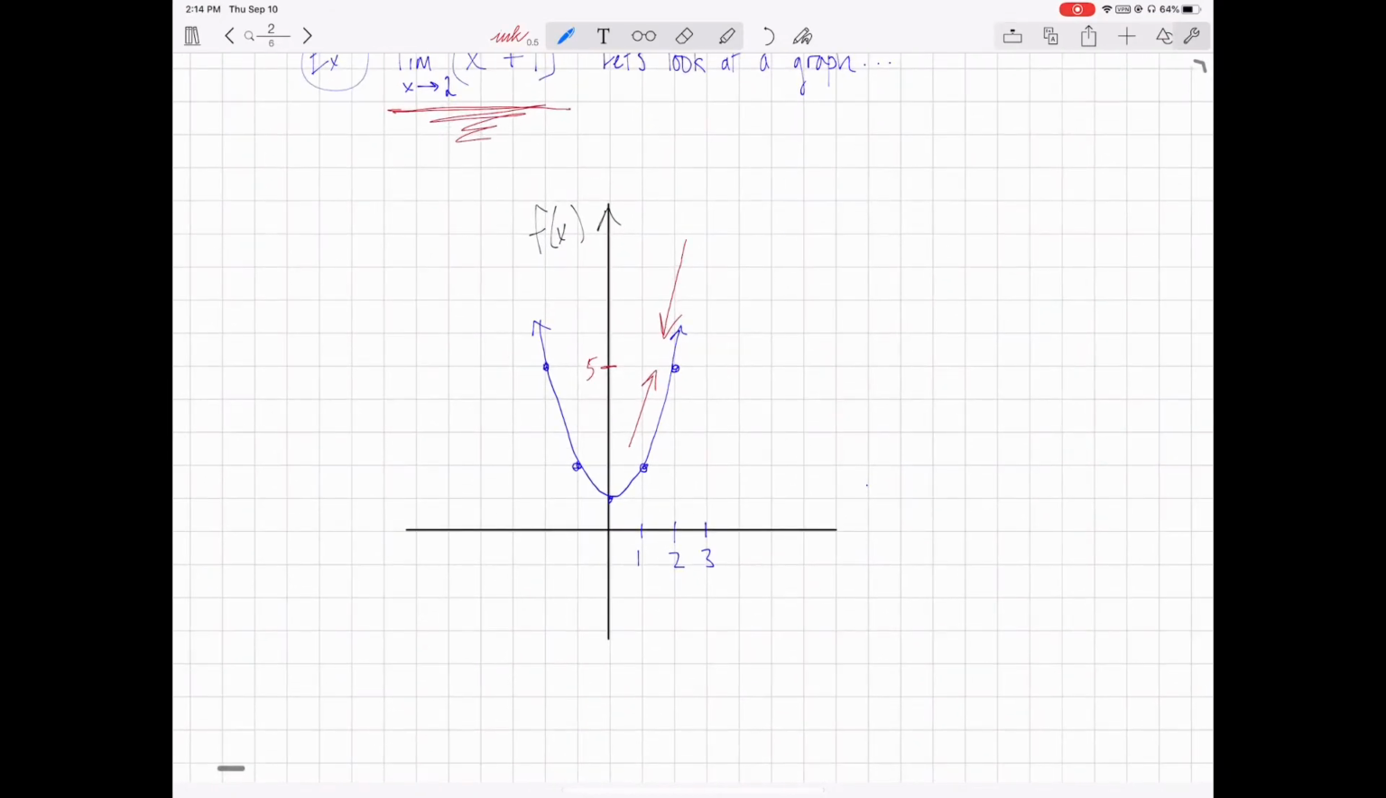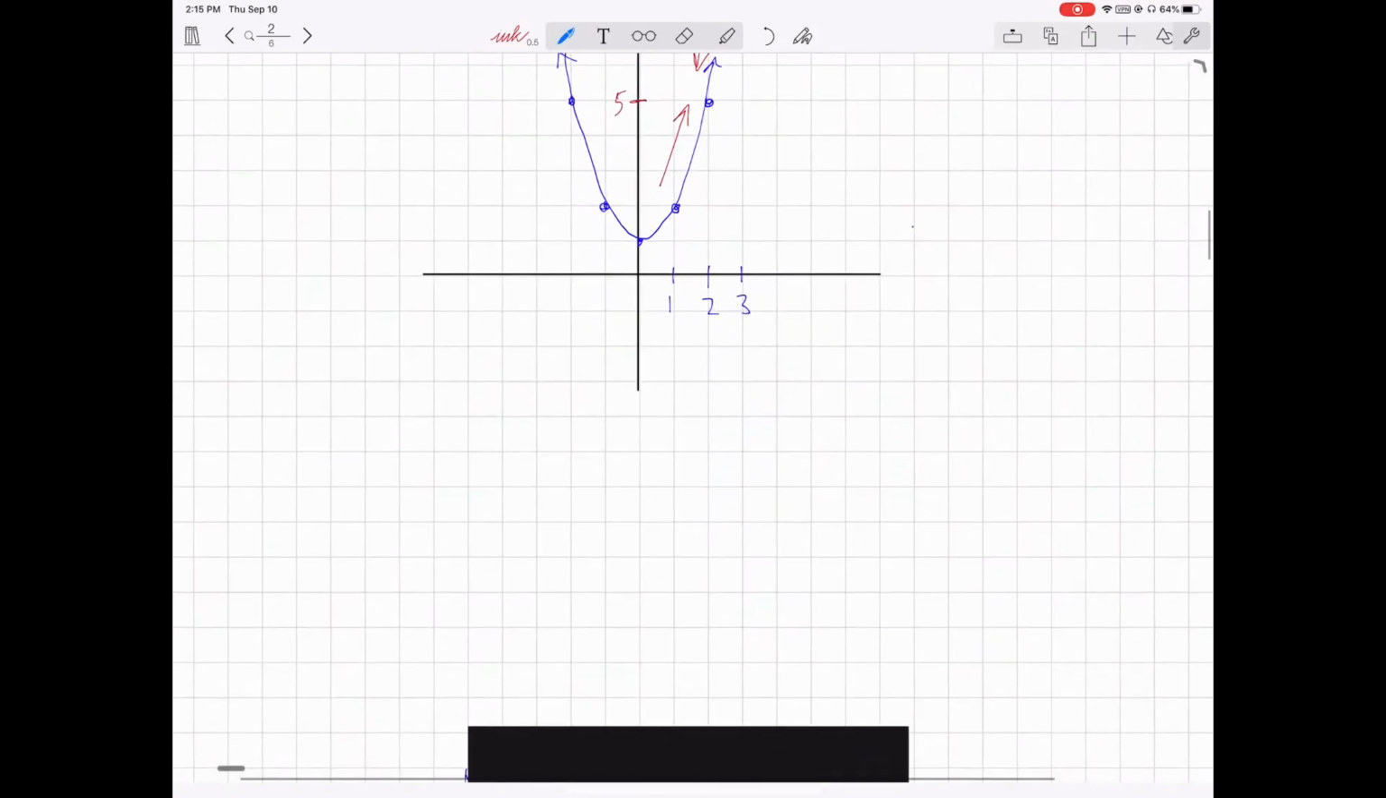Okay, so the limit as x goes to 2 of x squared plus 1 is going to be 5. So I'm going to write that out here. So the limit as x goes to 2 of x squared plus 1 equals 5. Now you can see that if we just plugged in a 2, we would get the value 5. So some limits can be evaluated directly.